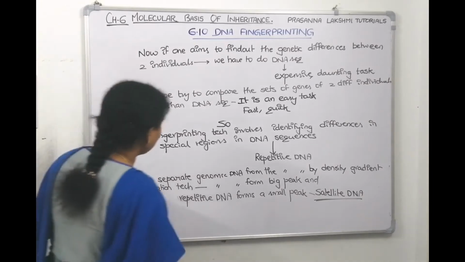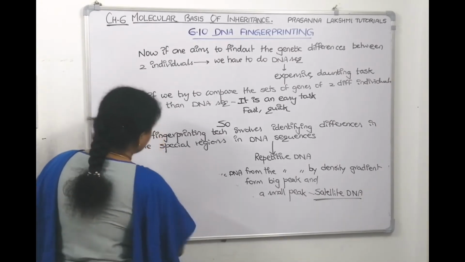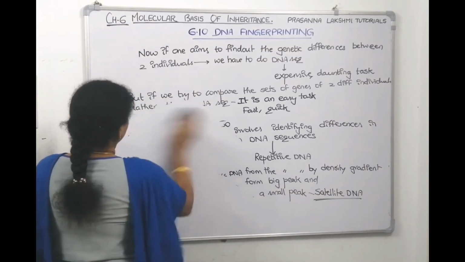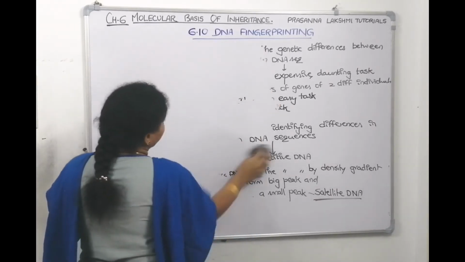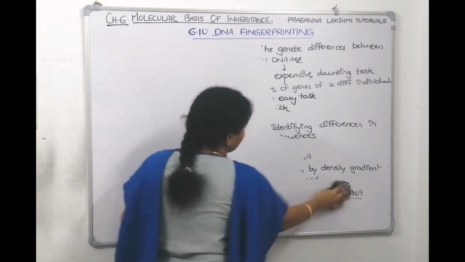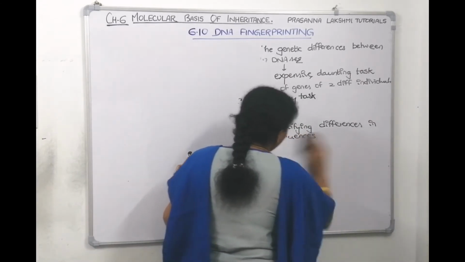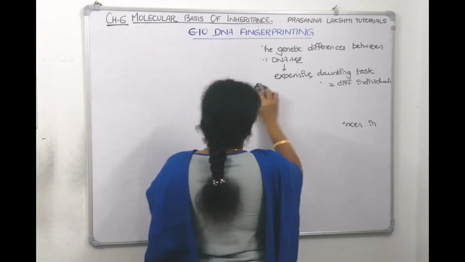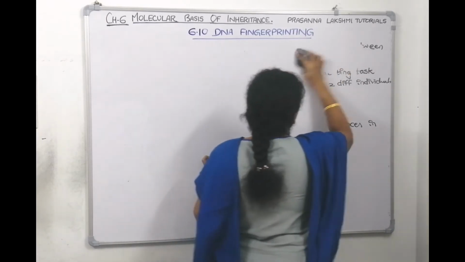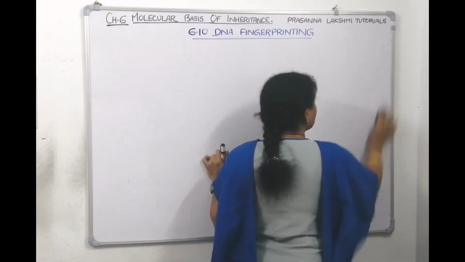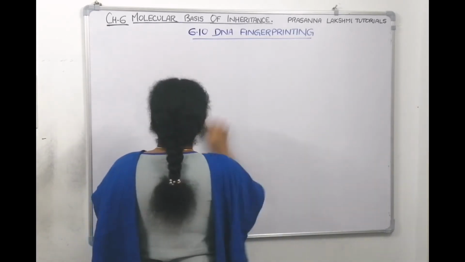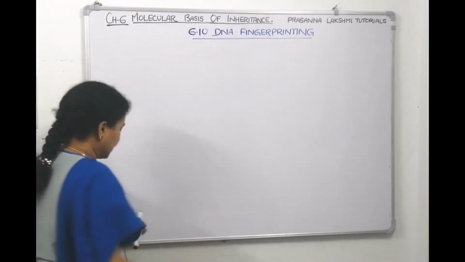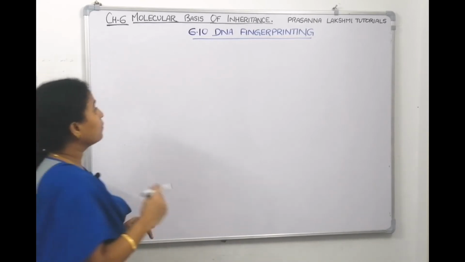Right. Now, this satellite DNA, depending upon its base sequence, whether it is AT rich or GC rich, depending upon the length of the nucleotides and depending upon the number of repeats, is divided into microsatellites and mini satellites. Let us see what are microsatellites and what are mini satellites.